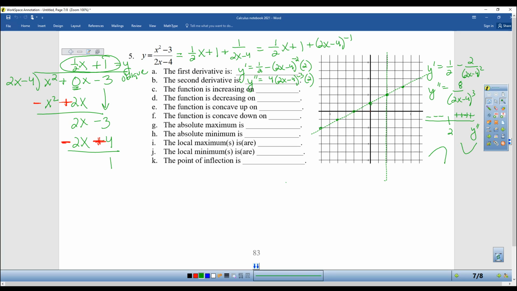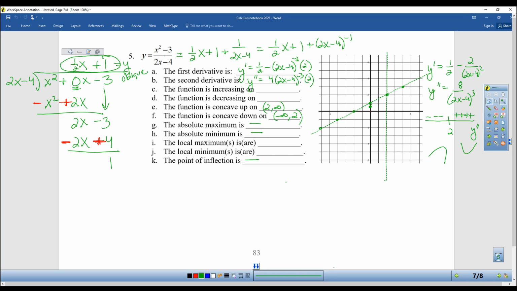We could even do the y-intercept to bring in a little pre-calc. If x is equal to 0, then I get 3/4, which is positive, which confirms that I'm going to be working in this region, and that is going to be concave down. So I can already fill in concave up from the asymptote to infinity and concave down from negative infinity to the asymptote. I can already confirm that there's no absolute max or min. There's no point of inflection.